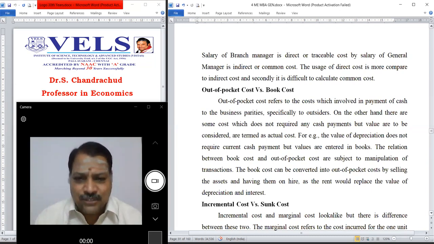For example, the value of depreciation does not require current cash payment, but the value is entered in the books. The relationship between book cost and out-of-pocket costs is subject to the manipulation of the transaction. The book cost can be converted into out-of-pocket costs by selling the asset and having it on hire, because the rent would replace the value of depreciation and interest.